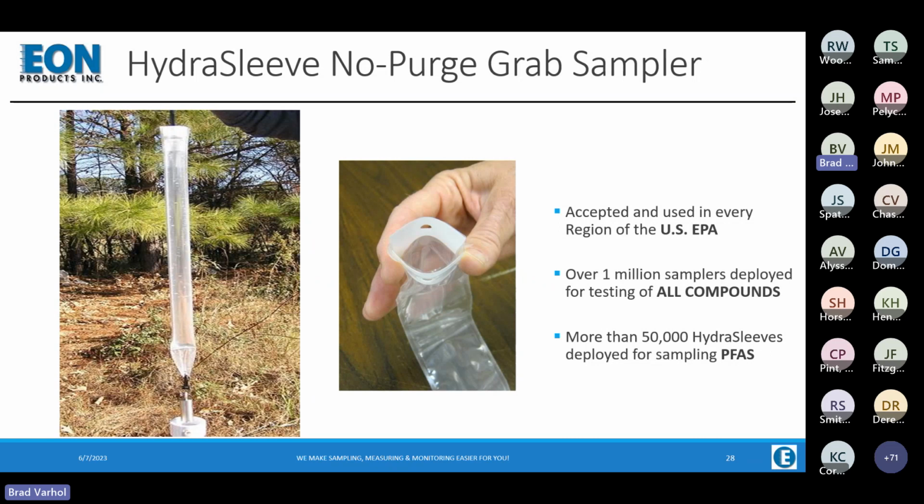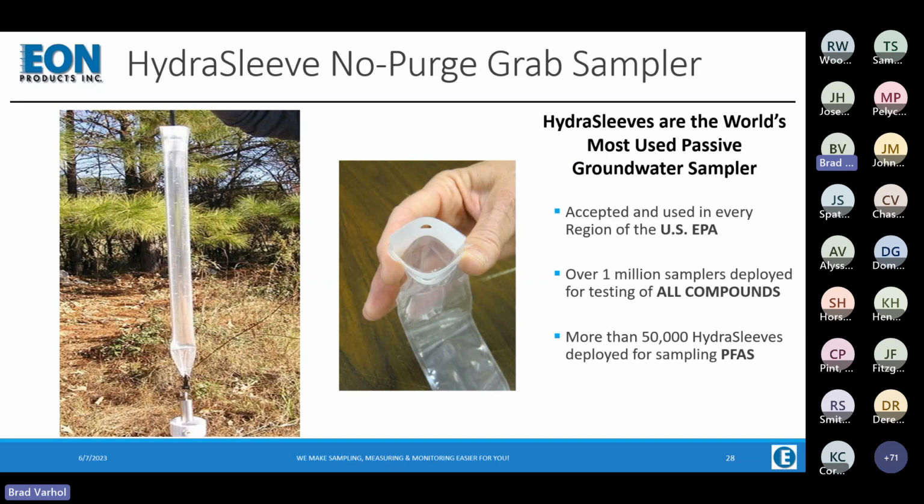Hydrosleeves have been accepted and used in every region of the US EPA. Over 1 million hydrosleeve samplers have been deployed because they can test for all compounds. Because with a grab sampler, remember, we're grabbing a whole water sample. And more than 50,000 hydrosleeves have been deployed for sampling PFAS. We make a version of the hydrosleeve out of HDPE, which is a preferable material for PFAS sampling. So hydrosleeves have become the most used passive groundwater sampler in the world.